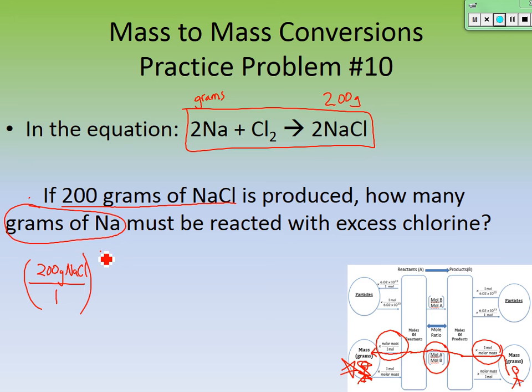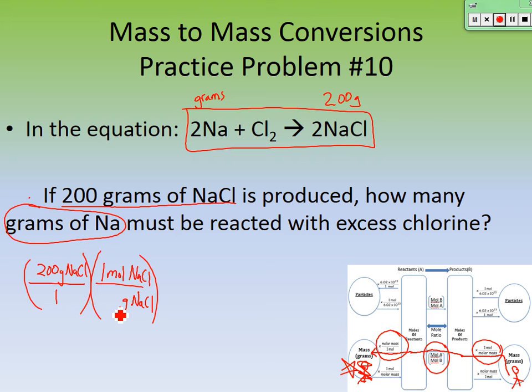Let's do it. All you have to do is follow the roadmap. It's that easy. The first one says 1 mole over the molar mass. So I'm going to put 1 mole on top. And if grams of NaCl is on top here, where does it got to go? On the bottom. Good.